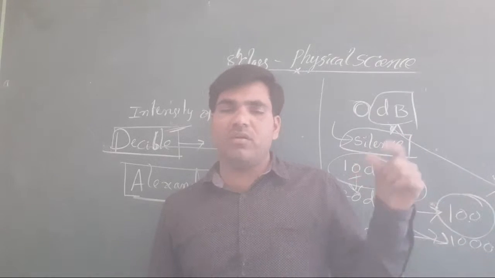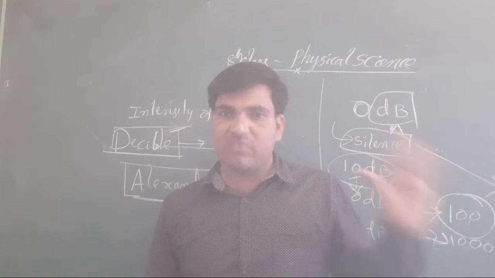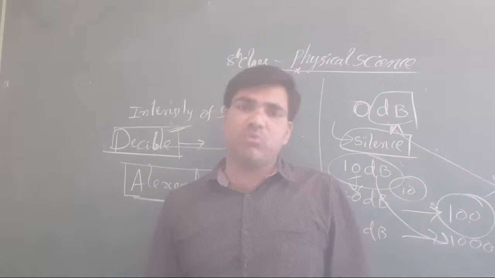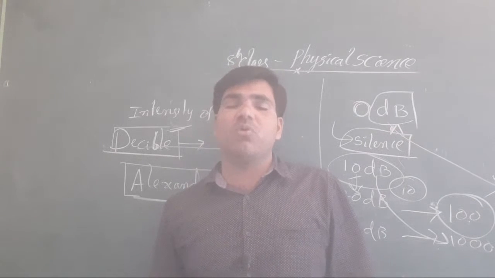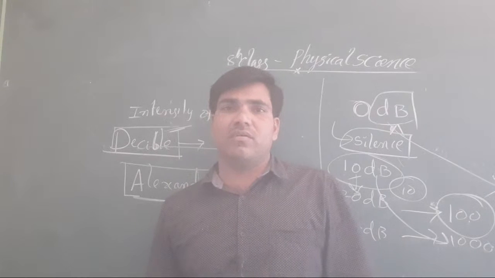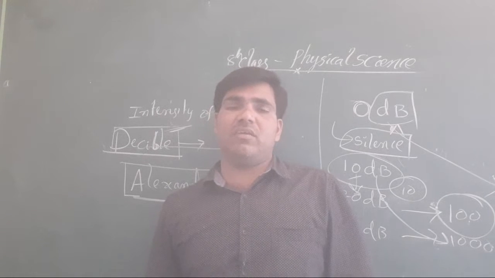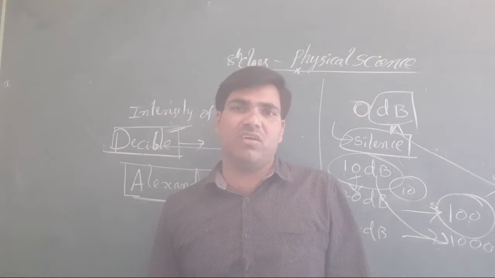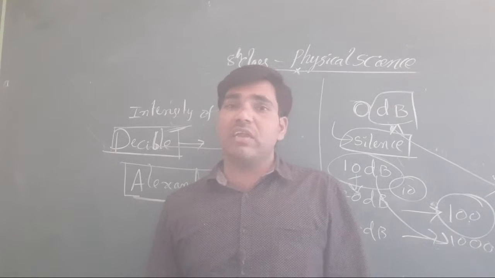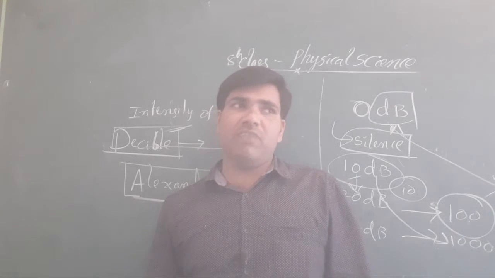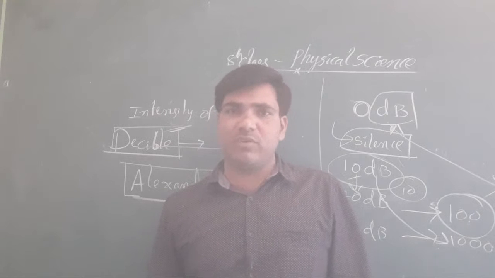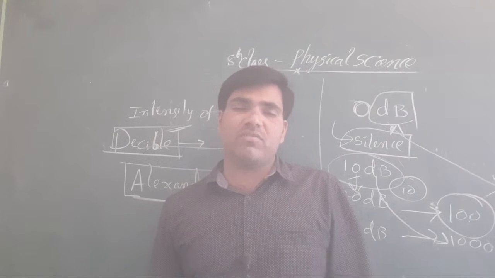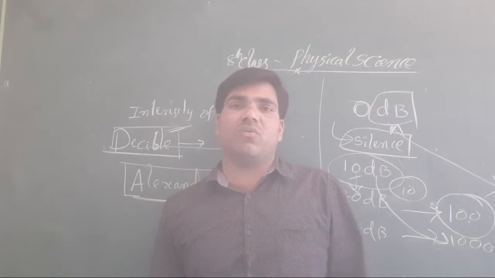Our human ear is not able to hear whatever sound is produced below 20 decibels. 20 to 20,000 decibels may be possible to listen to by our human ear. 20 decibels to 20,000 decibels, that range is called the audible range. We will see further in our lesson the ranges of sounds. Mainly, based on the intensity, sounds are classified into 3 types: infrasonic sounds, audible sounds, and ultrasonic sounds.